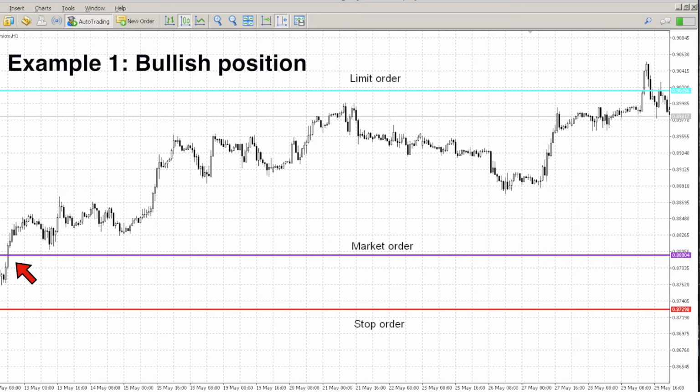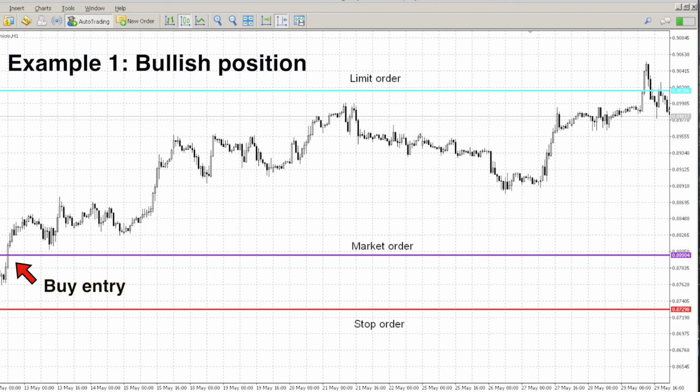The purple line is our market order. It is our entry buying in the market. The red line is our stop order. It is stopping our potential loss. Remember, we are anticipating that the market will move up, but let's say that the market came down instead. This stop order will pull us out of the market and limit the amount of money which we lose on the trade.